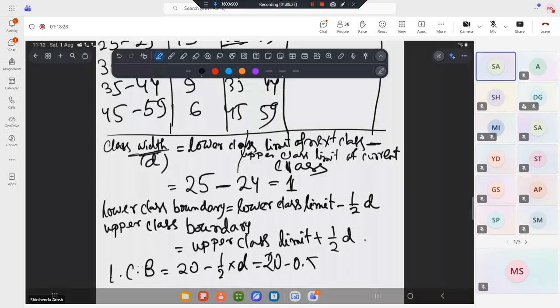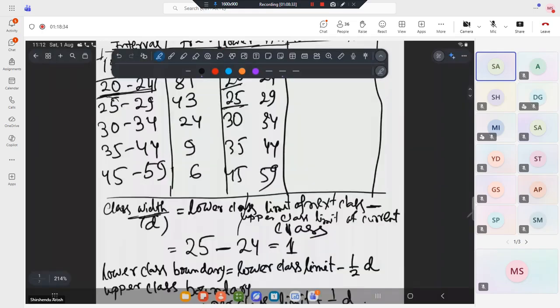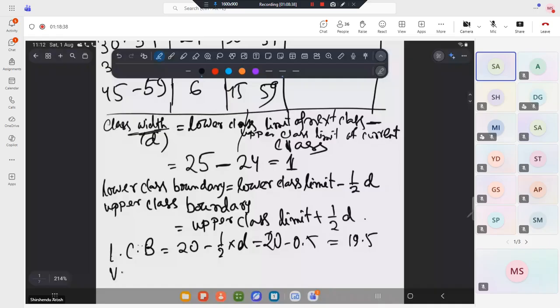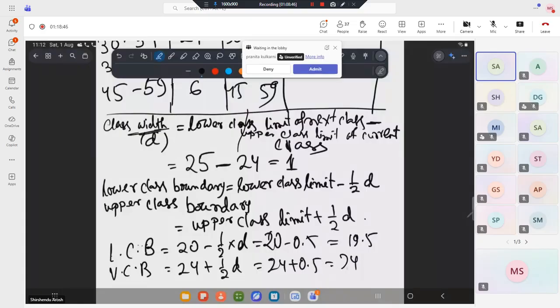So it should be 19.5 and the 20, that number is there. If I want to find out the UCB for that, that would be 24 plus half of D, that is 24 plus 0.4, that is 24. Like this we can find out. So you can understand this 0.5.